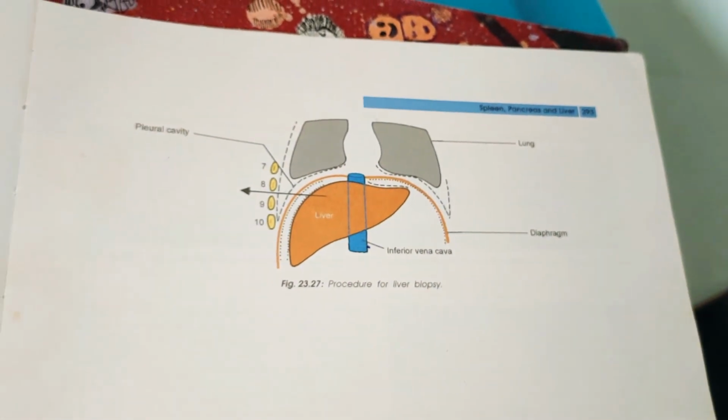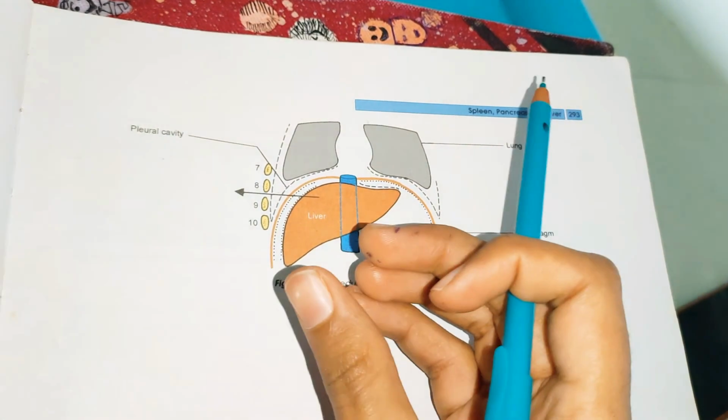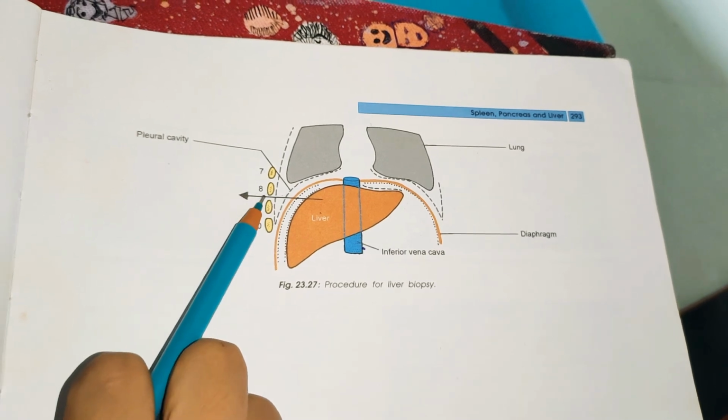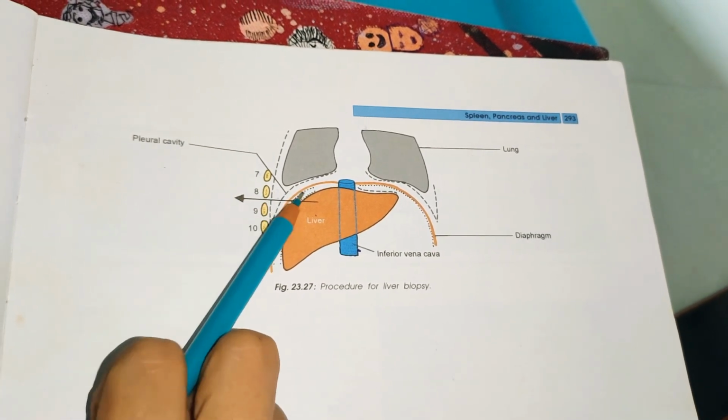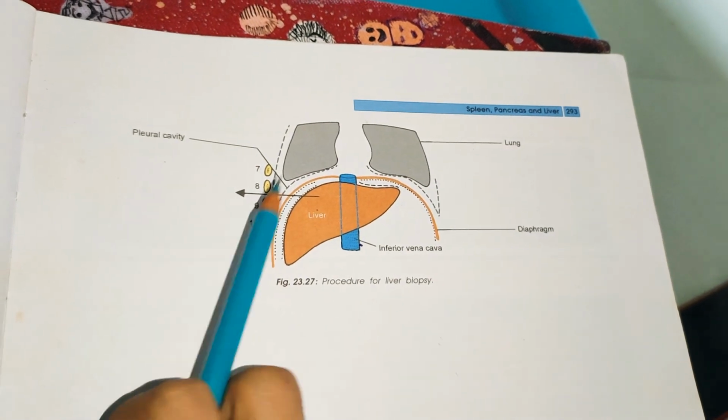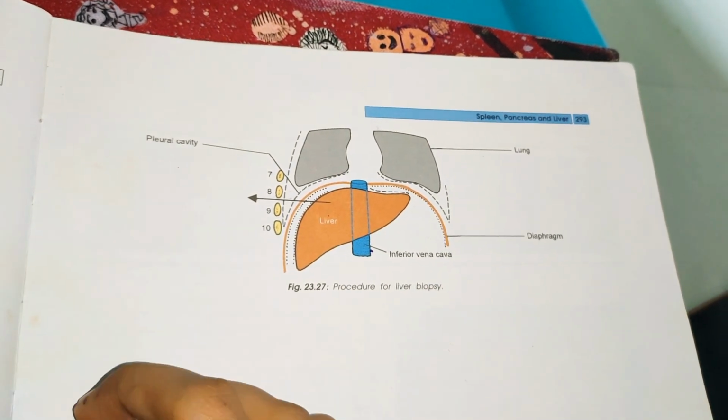So this is liver biopsy. So if you want to take any content fluid from the liver, you need to pierce first from the 8th intercostal space, next pierce the pleural cavity, next pierce the peritoneal cavity, then you can enter the liver. Okay, so by this we have completed everything regarding liver.